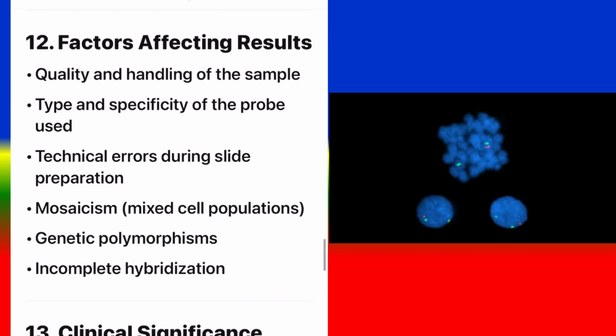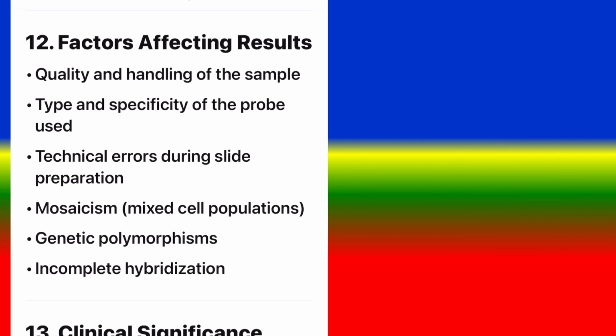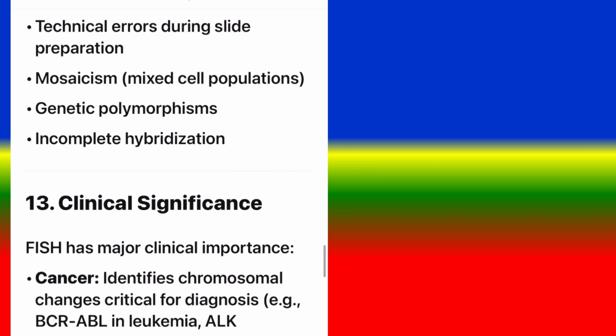12. Factors affecting results, quality and handling of the sample, type and specificity of the probe used, technical errors during slide preparation, mosaicism, mixed cell populations, genetic polymorphisms, incomplete hybridization.